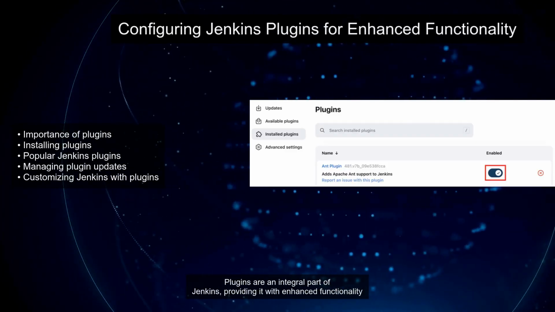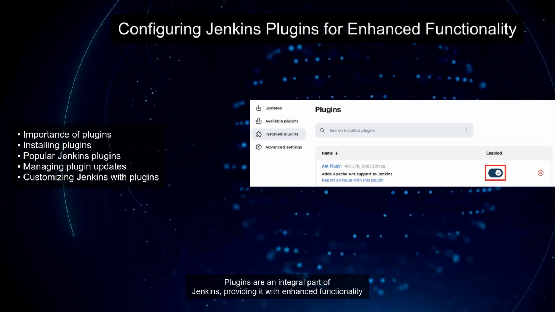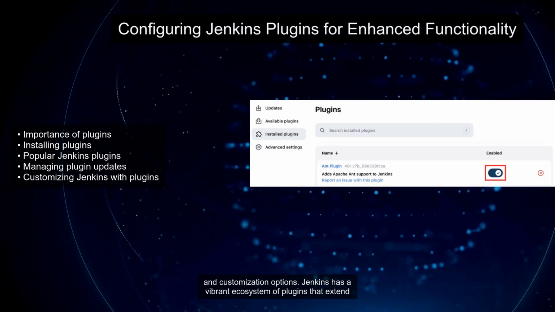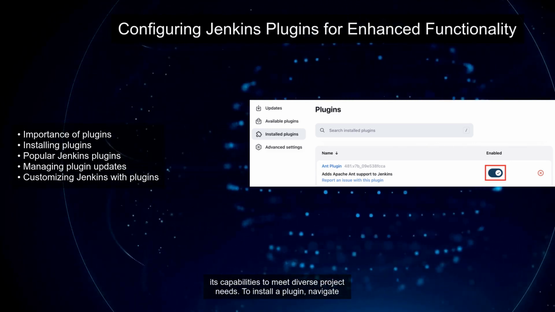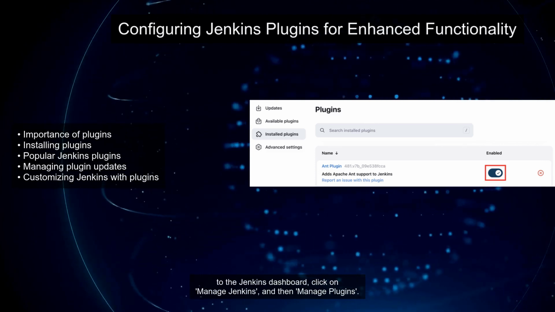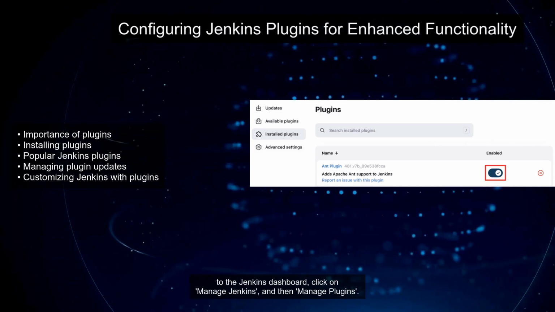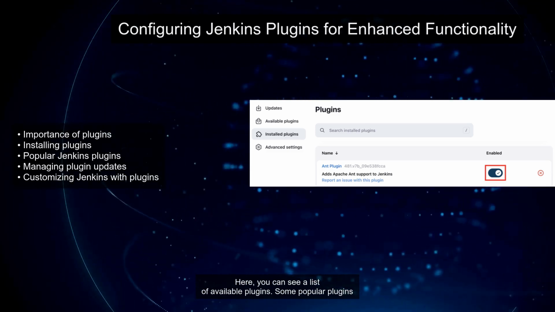Plugins are an integral part of Jenkins, providing it with enhanced functionality and customization options. Jenkins has a vibrant ecosystem of plugins that extend its capabilities to meet diverse project needs. To install a plugin, navigate to the Jenkins dashboard, click on Manage Jenkins, and then Manage Plugins. Here, you can see a list of available plugins.